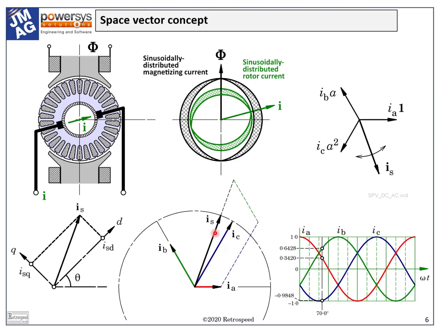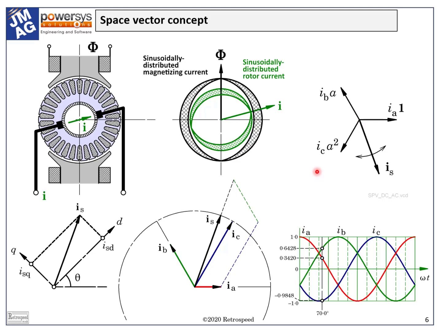In a typical AC machine with three phase windings, we have a space vector for phase A, one for phase B, and one for phase C. Each one of these is stationary in space, but its amplitude is proportional to the instantaneous current in the respective phase winding.